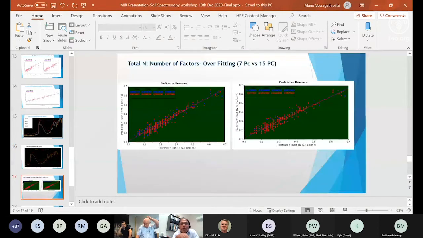You can see from this one, the first one I used 15 factors, and the second graph I use only 7 factors. Both of them give almost 0.9 R squared, but if we use the 15 factor modeling for prediction, it may fail in the soil which are outside the calibration space. Overfitting is a serious problem sometimes because we try to get a better R squared.